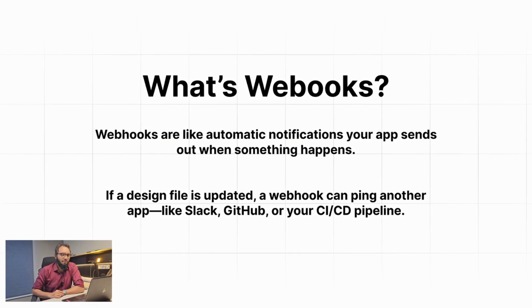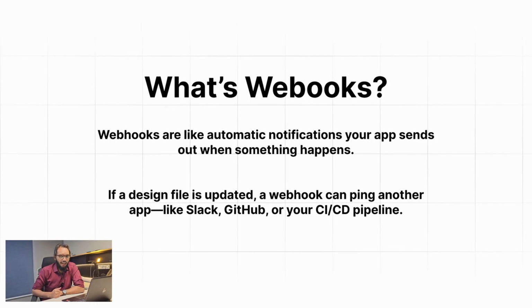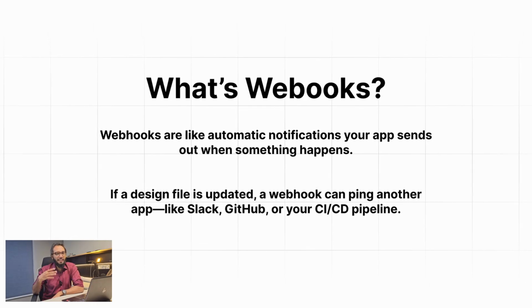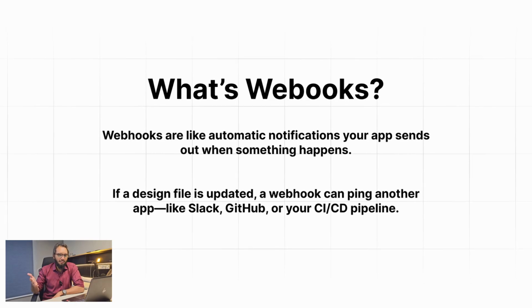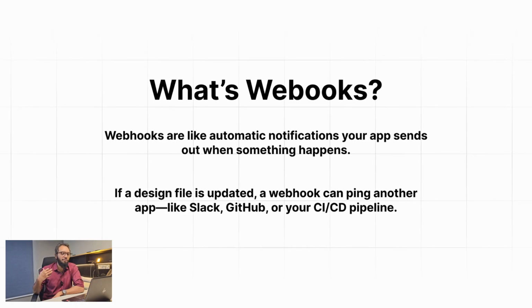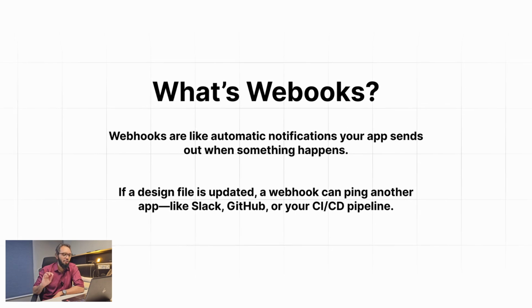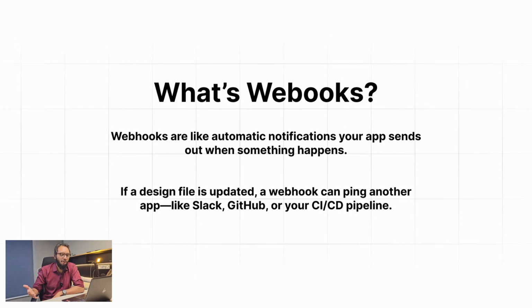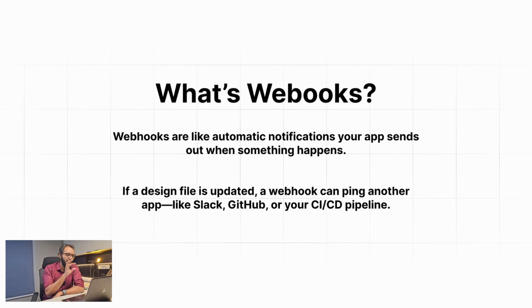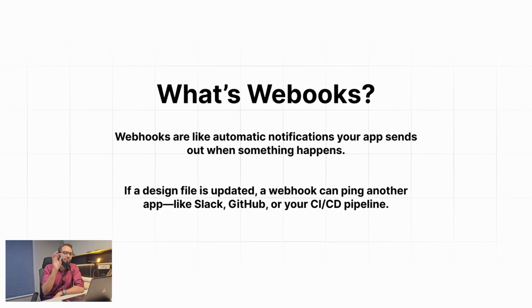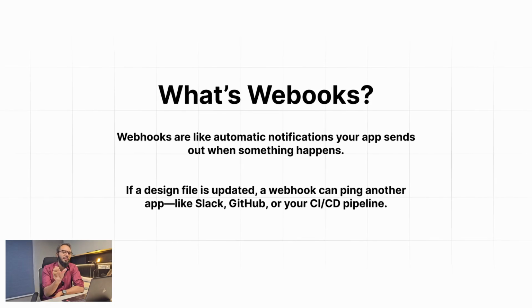So what's a webhook? Webhooks are like automatic notifications your app sends out when something happens. Imagine Penpot as a restaurant. When your food is ready, instead of you checking the kitchen every 2 minutes, the waiter tells you instantly: hey, it's ready. That message is a webhook. So in Penpot's case, if the design is updated, a webhook will ping another app like Slack, GitHub, or any CI/CD pipeline that it is ready.